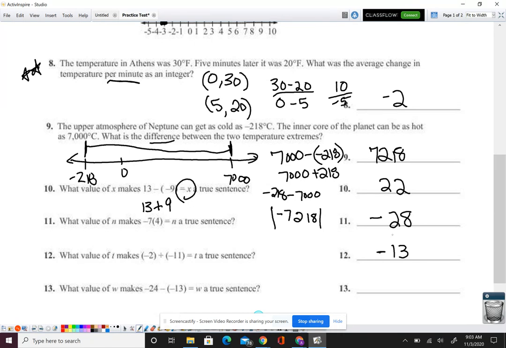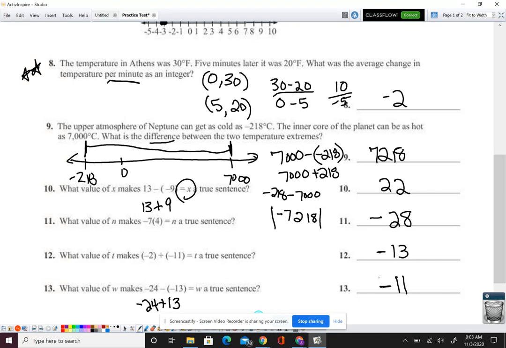Number 13, we're subtracting. Subtracting is the same as adding the opposite. We're subtracting a -13. The opposite of -13 is +13. So we have -24 plus 13. Opposite signs, so we subtract them. 24 minus 13 is 11. And then the sign from the larger one is negative.